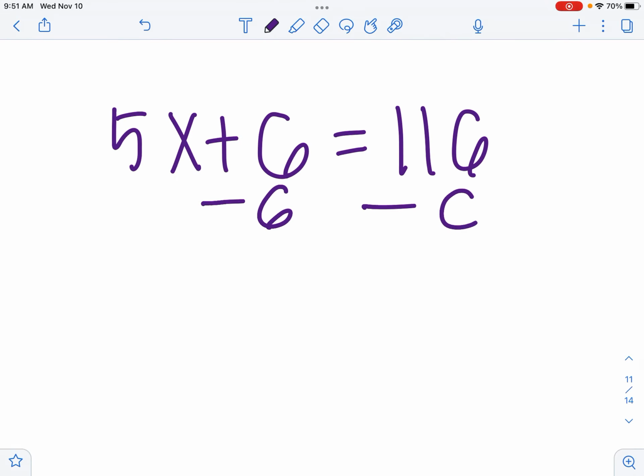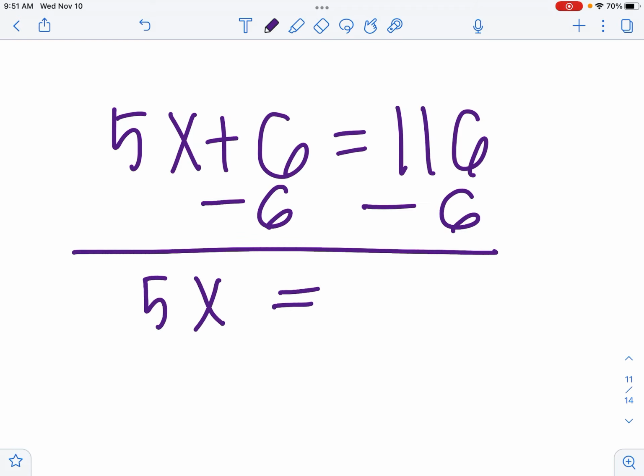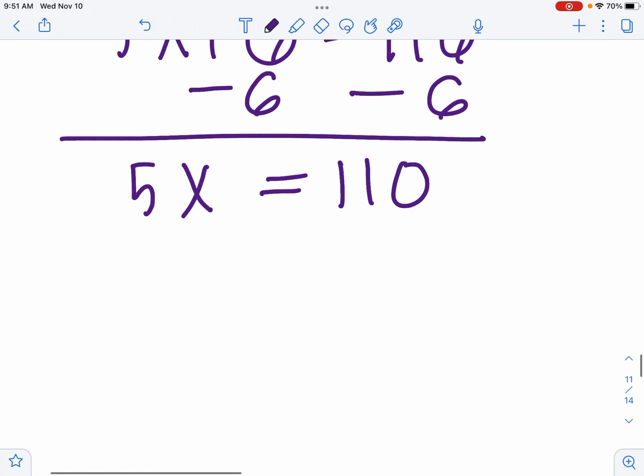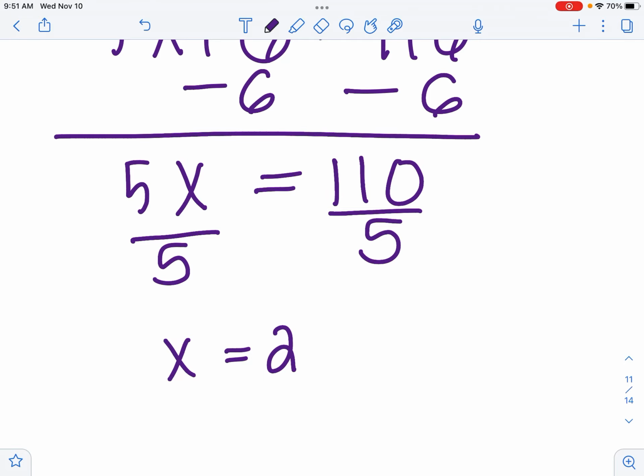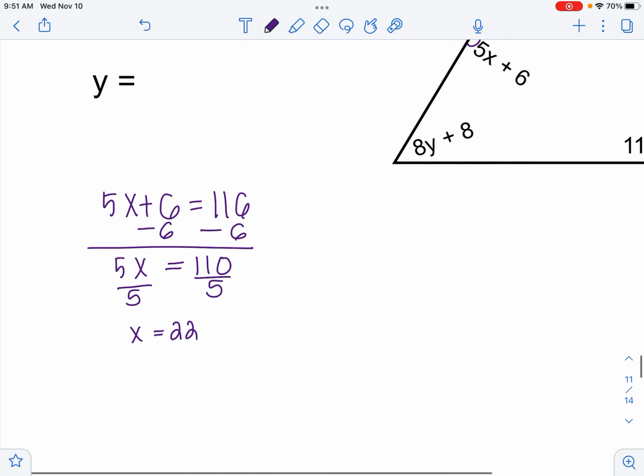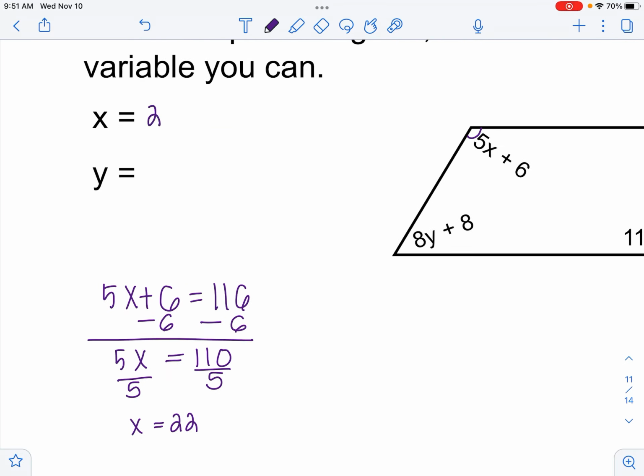So I'm going to subtract 6 from both sides. 5x is equal to 110. And then divide both sides by 5. And I get x is equal to 22. So I'm going to add that over here. X is 22.